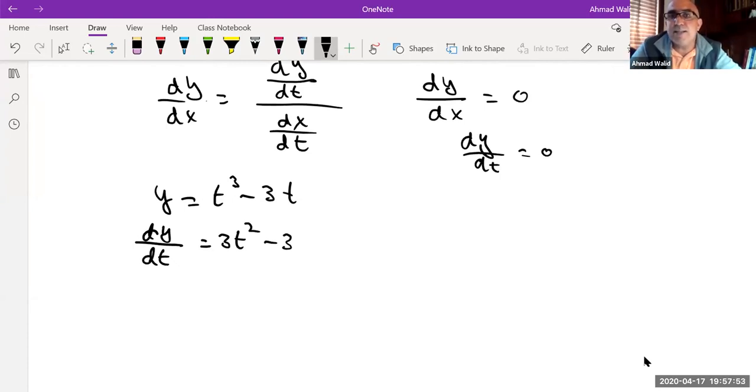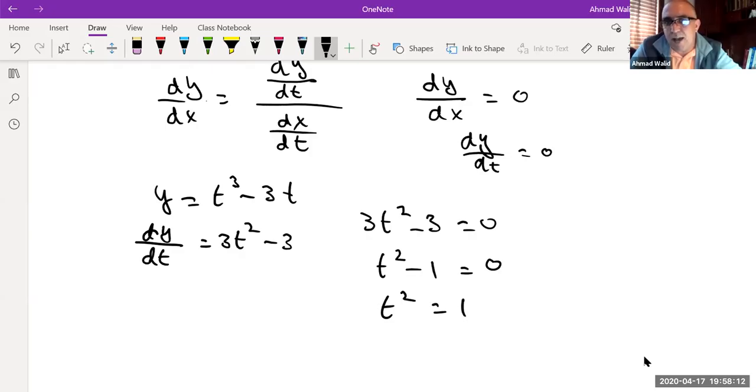You see, dy/dt equals 0. It means 3t squared minus 3 equals 0. If you divide everything by 3, you get t squared minus 1 equals 0. It means t squared equals 1. It means t equals plus or minus 1, right? Question on this step?